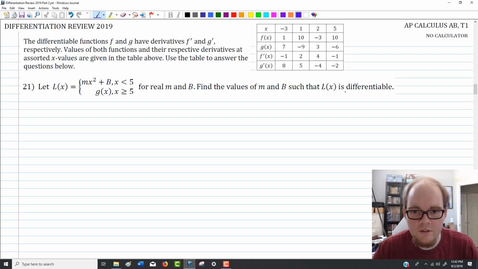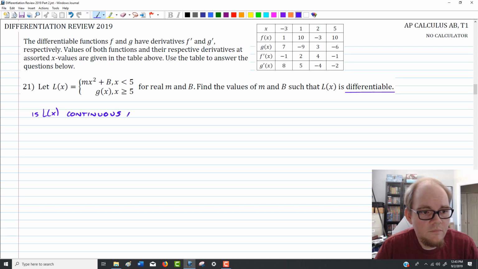So the key thing here is to recognize, since we're talking about differentiable, that we need to accomplish two things. So now we know that differentiability implies continuity. So if we want a function to be differentiable, it's also got to be continuous. So that leads us to two different things that we need to check. We need to first check L of x. We need to ask ourselves first, is L of x continuous at x equals 5? And I'm saying at x equals 5 because of our boundary.